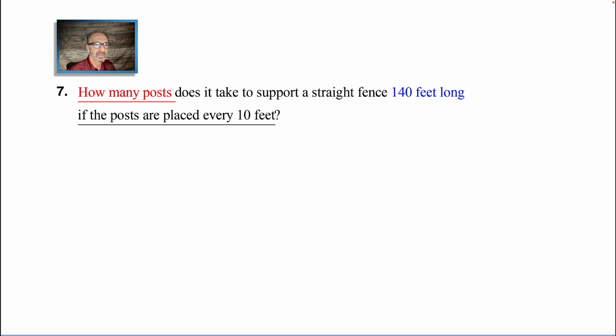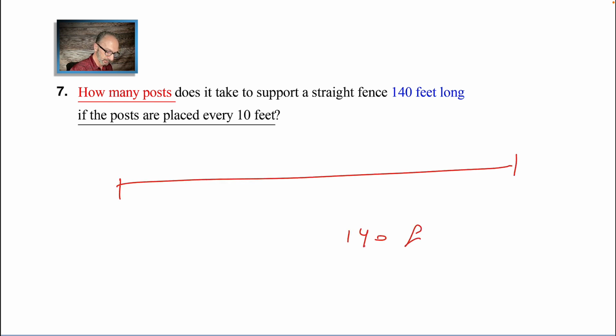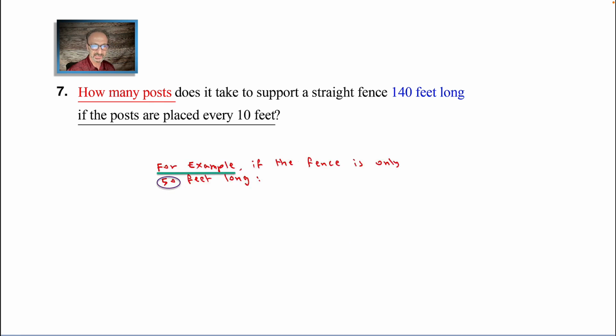Number 7, how many posts does it take to support a straight fence that's 140 feet long if the posts are placed every 10 feet? To do that, it's not a proper way to make a line of 140 feet and start putting the posts. So we need to think about a system.